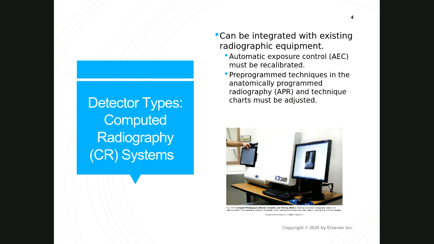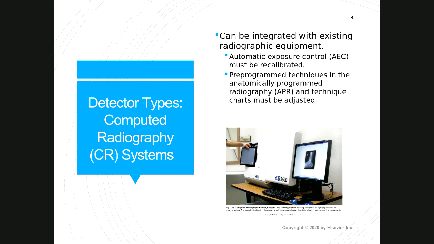The only thing that you would have to update or recalibrate is your automatic exposure control, or your AEC, which we have not really talked about yet. We will. That would have to be updated, and any pre-programmed techniques in the anatomically programmed radiography would have to be adjusted, meaning that if you're going from film to CR, you would have to make adjustments in your technique. But aside from technique adjustments and altering your AEC, there's really not anything that has to be changed out.